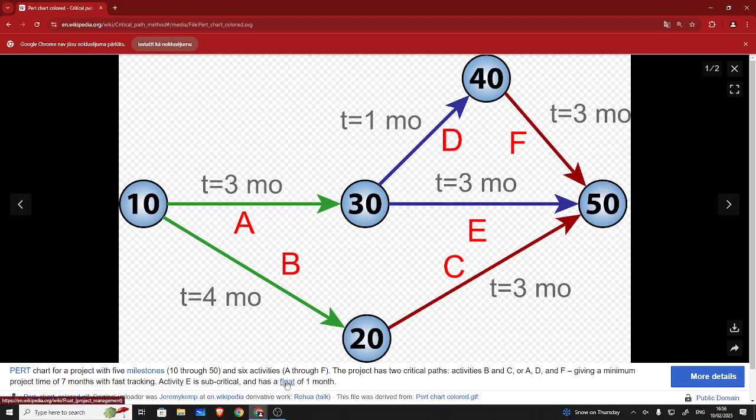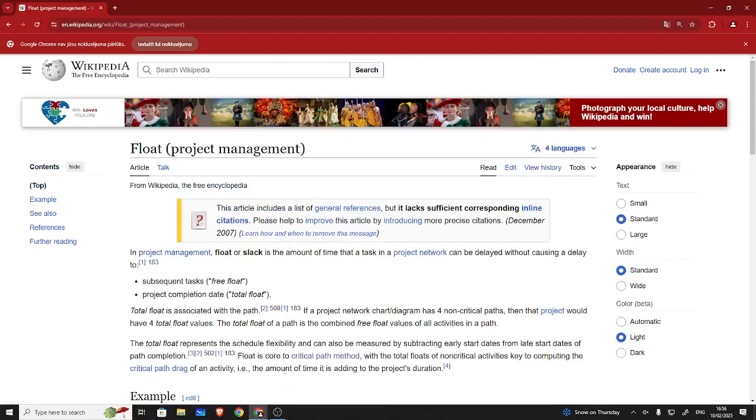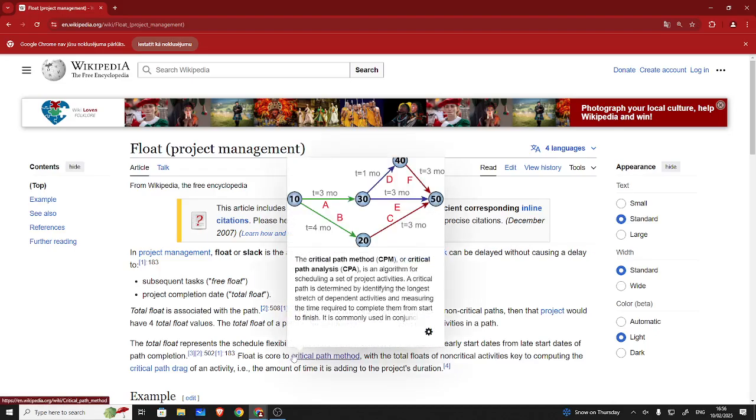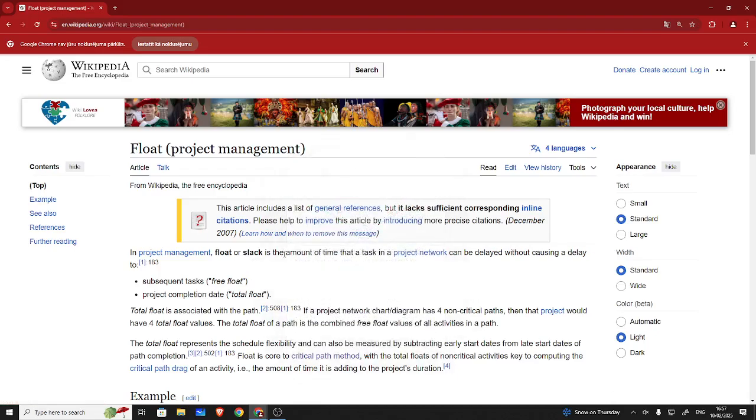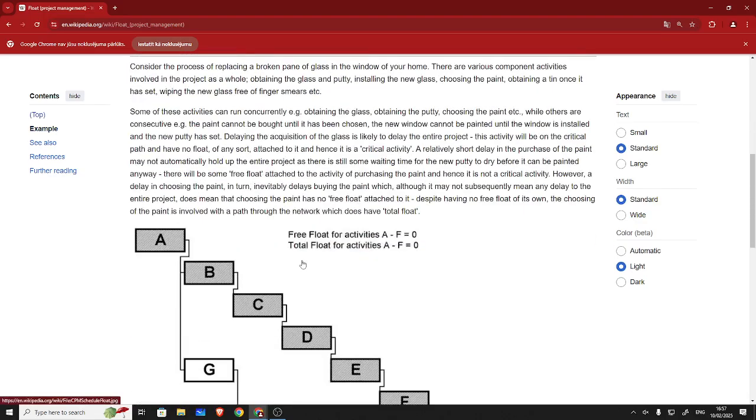The idea of float, not the floating point number. Float here means something in project management. You guys are taking project management, right? Do they talk about this? No? A float and slack. You have this, okay. I'm not going to comment on that course.